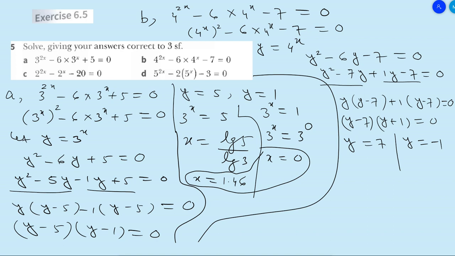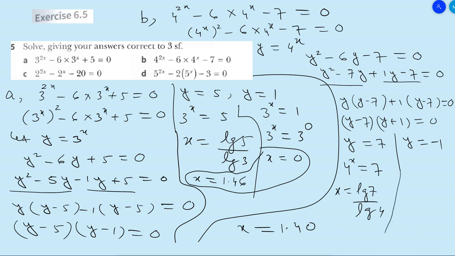This implies that y is equal to 7 and y is equal to minus 1. And what is y? Actually y is 4 power x. So 4 power x is equal to 7. Now taking log on both sides, we will get x is equal to log 7 upon log 4. So x is equal to, with the help of a calculator, we will find log 7 upon log 4. Answer is 1.40. This is the first answer, 1.40.